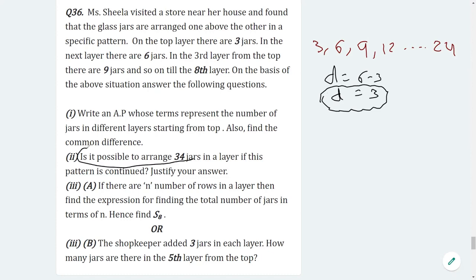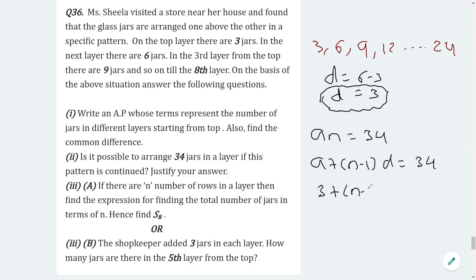Now, next question is, is it possible to arrange 34 jars in a layer if this pattern continues? So what we are going to do, we are going to take an as 34 and we'll be finding n. If n is a positive integer, then our answer is yes, else no. So I'm going to replace an with the formula, which is a plus (n minus 1)d, equal to 34. a is how much? 3. So replacing a with 3, n minus 1, and replacing d with 3 again.